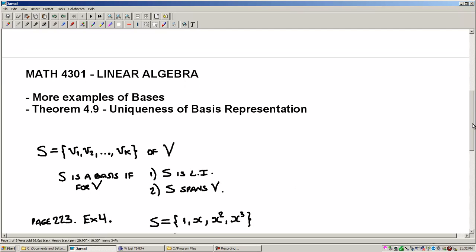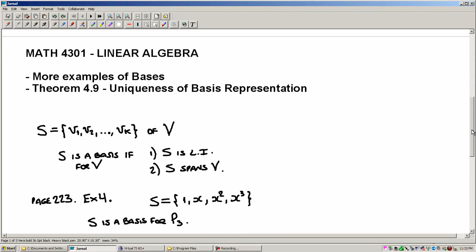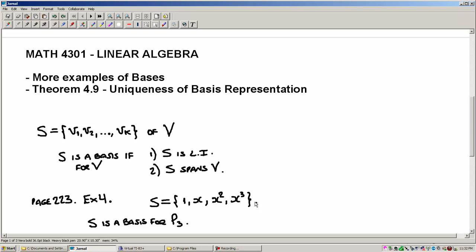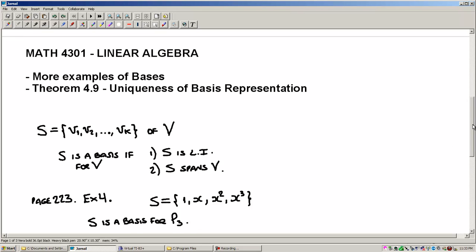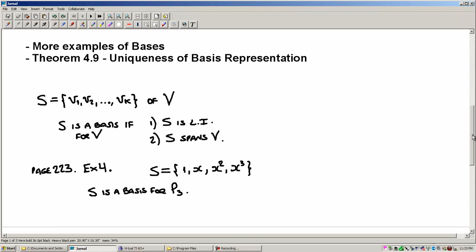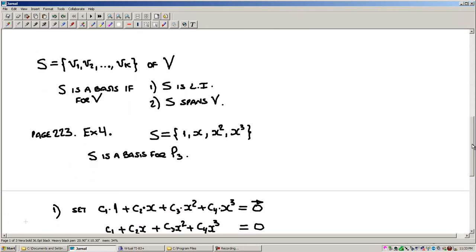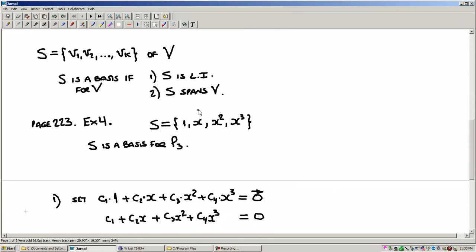Now in example 4, on page 223, we have this example that shows 4 vectors in P3. Now remember P3, the set of polynomials of degree 3 or less. We want to show that S is a basis for P3. So let's go ahead and check those two conditions. The first condition is that S is linearly independent. So to do that, we use the standard way of doing it. We set a linear combination of those vectors equal to the 0 vector.